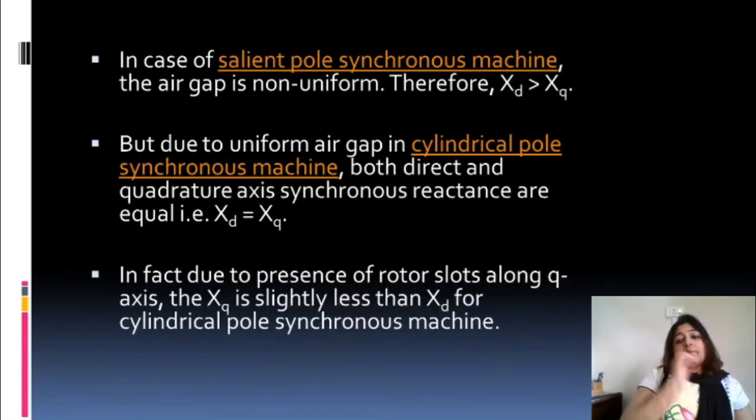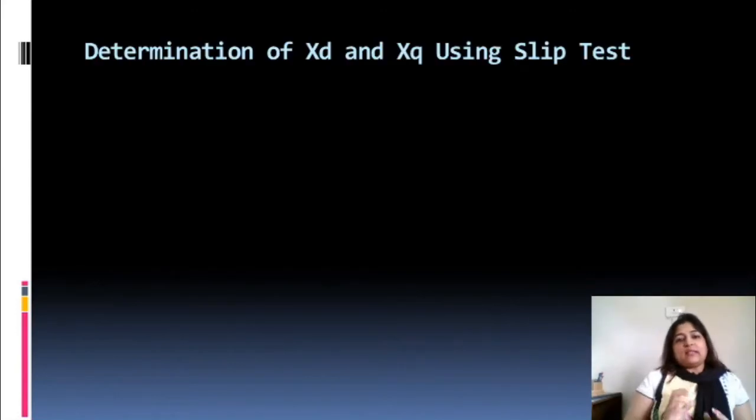But because of the presence of slots in the rotor of the cylindrical pole machine, there is also a slight difference in Xd and Xq, and you will always find that Xq is slightly less than Xd for cylindrical pole synchronous machines as well. But they are almost the same, so we don't consider them separately. We always consider it as synchronous reactance only. When we know that there is existence of Xd and Xq, it's important to find out Xd and Xq as well.